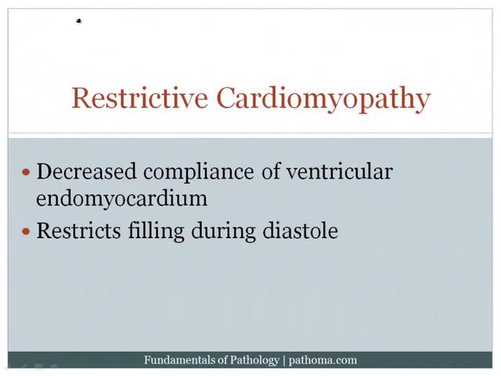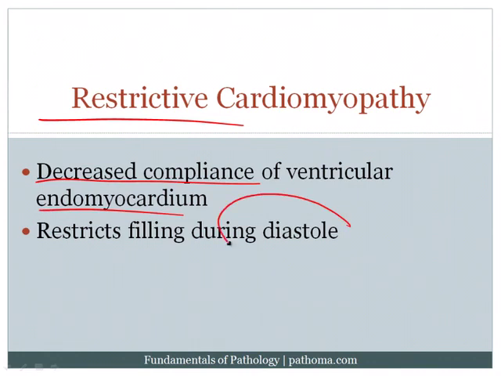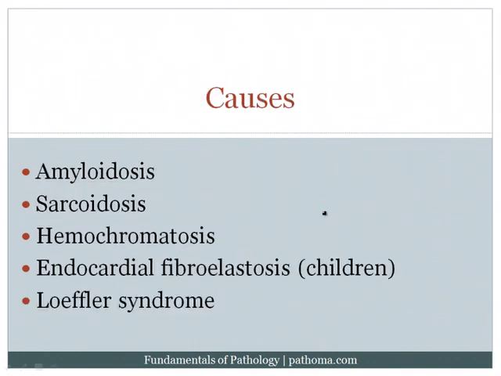Restrictive cardiomyopathy is when you are restricted from filling the heart, and that's because there's a decreased compliance of the ventricular endomyocardium. Again, you can't fill, so there'll be a diastolic problem. Now, what are the causes? Amyloid can fill the heart, making the heart very difficult to expand, and so therefore that would result in a restrictive cardiomyopathy. Sarcoidosis, the granulomas of sarcoidosis can get into the wall of the heart, making it difficult to expand, resulting in a restrictive cardiomyopathy. Hemochromatosis, if iron gets into the wall of the heart, it can do the same thing.